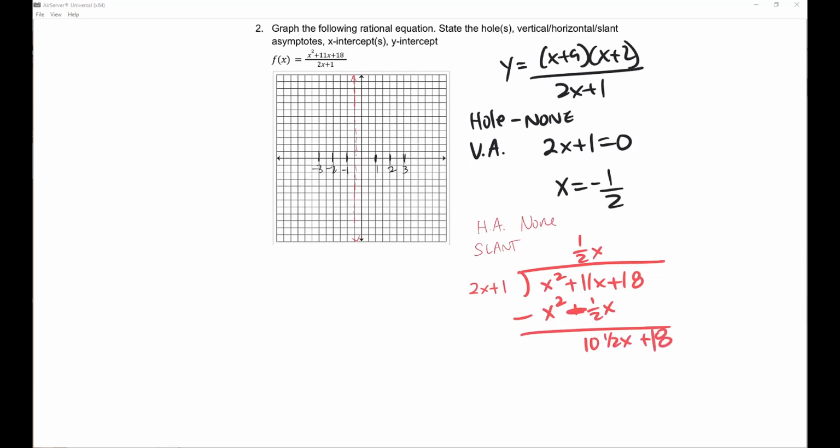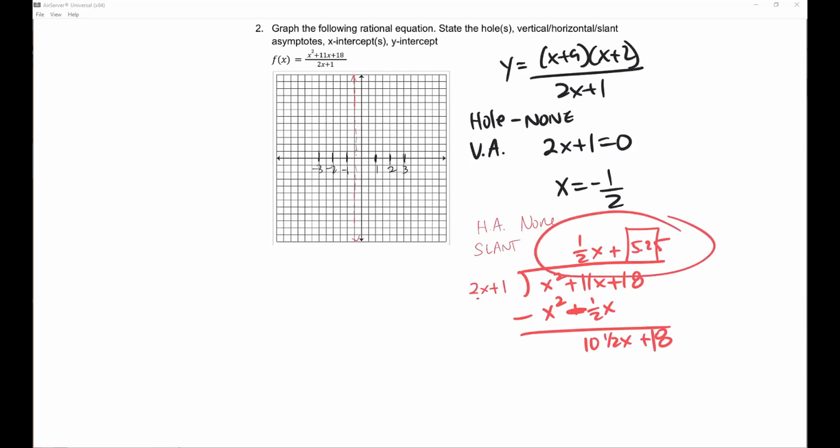So what number times 2x equals 10.5? That is 5.25. Okay, that's all we really need. We only just need this part right here. Everything else doesn't really matter because we got the line.